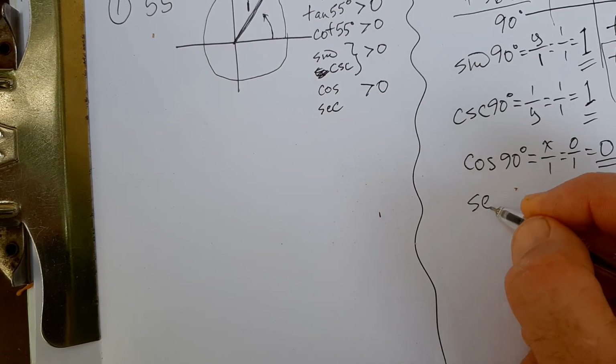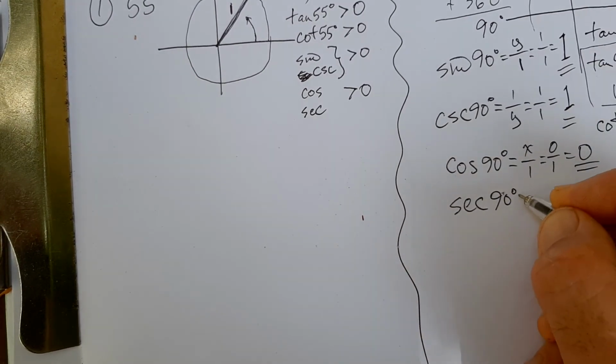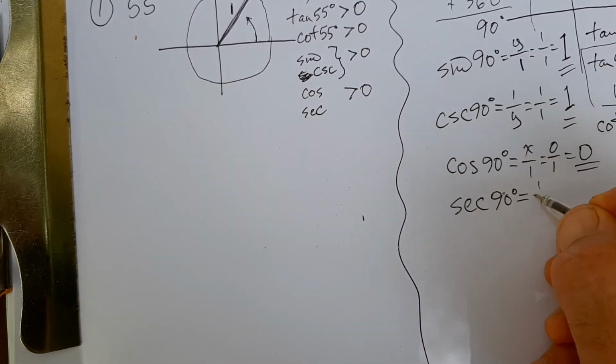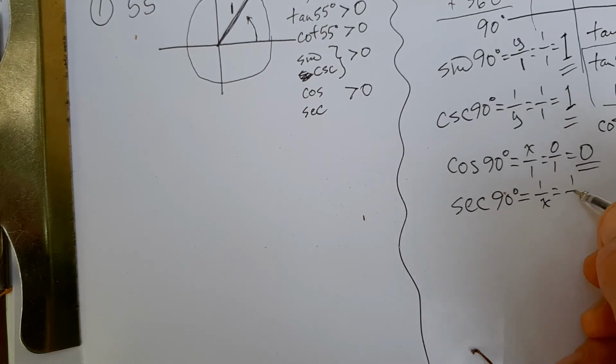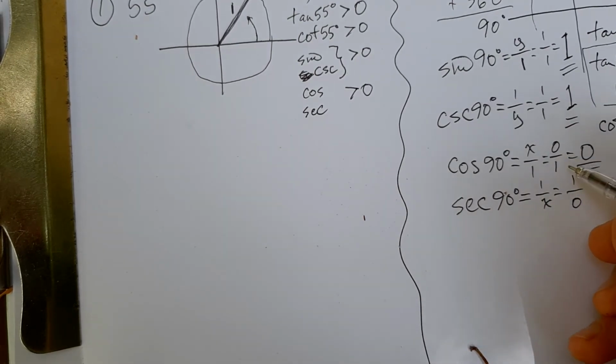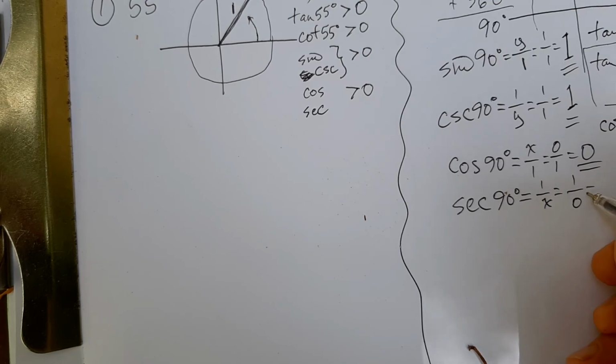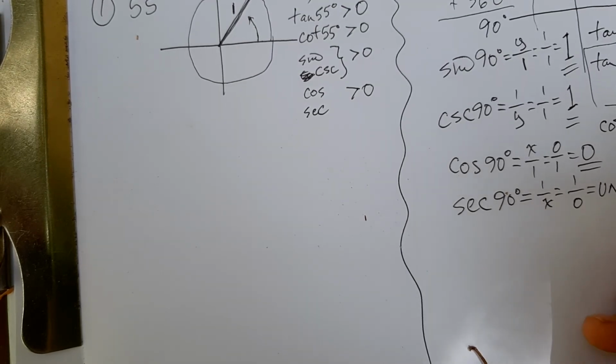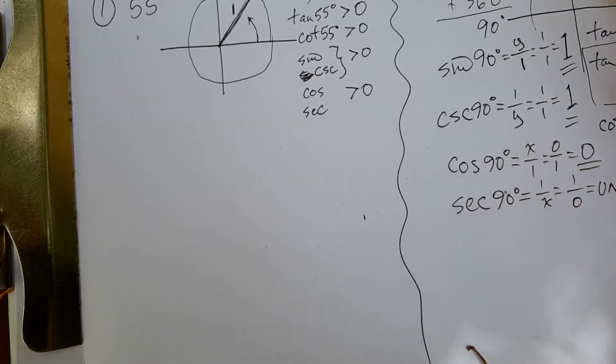So when I do secant of 90 degrees, it's the inverse of this. So it's 1 over x, which is 1 divided by 0. Flipping this over. Can't divide by 0 in math. It messes everything up. It's undefined. Okay, so that's an interesting one. That's why I'm doing 8 of these with you.